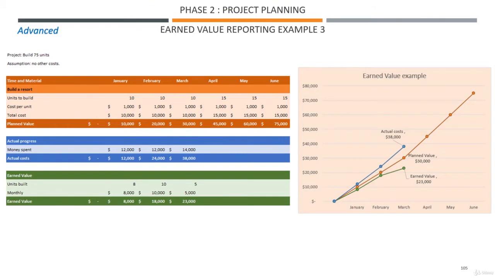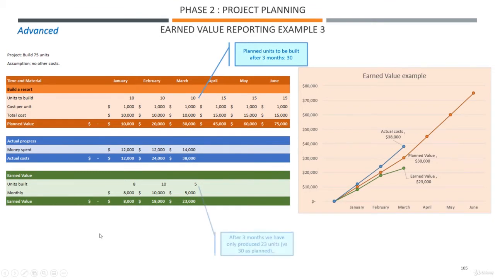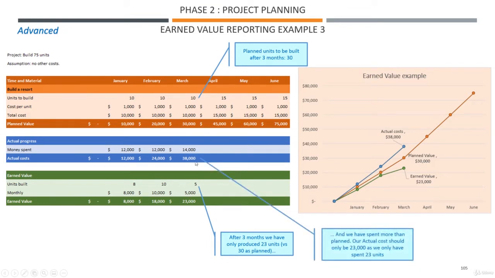Quickly, a final example on earned value. This time, it's just to show you that the actual cost could be above the planned value. So it's more or less the same project, but the actual changes. So planned units to be built, 30. We have only built 23. But this time, your actual is even above the planned value, so you're in an even worse situation than before. So that's just to show you that the actual cost here is above the planned value. So right from the start, there's something wrong.